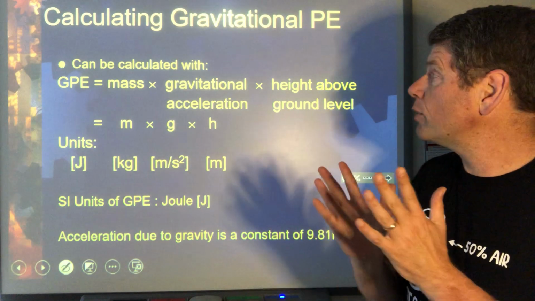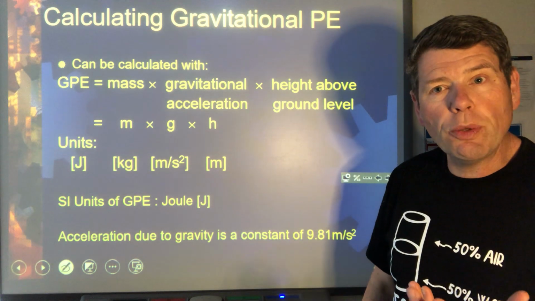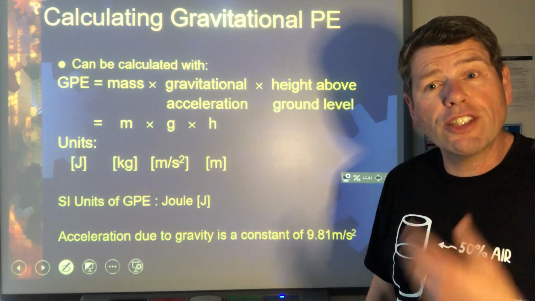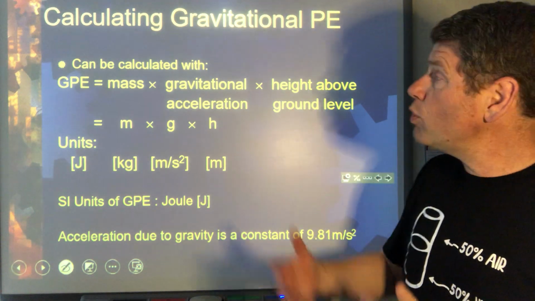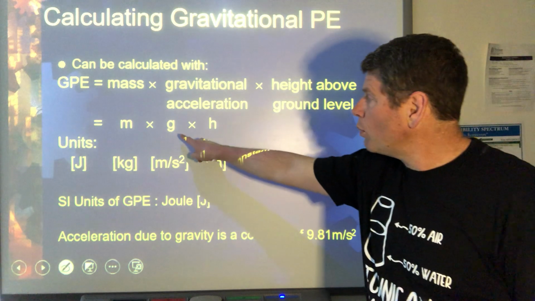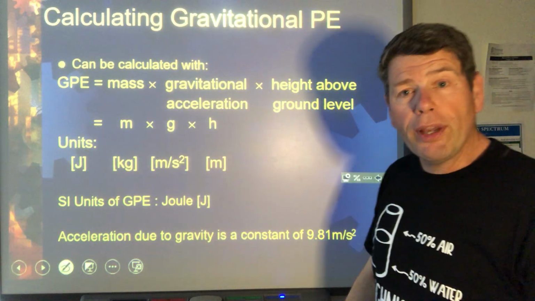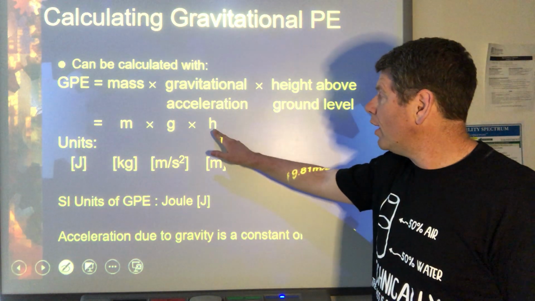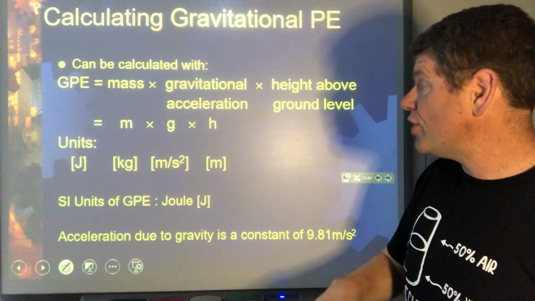Remember when we talked about acceleration, we said that gravity accelerates you at a constant value of 9.81 meters per second squared. So that's a constant based here on the Earth. When you're working with this formula, we use the symbol g, and it's going to be a constant of 9.81 meters per second squared. And then, of course, the gravitational potential energy depends on the height above your ground zero.